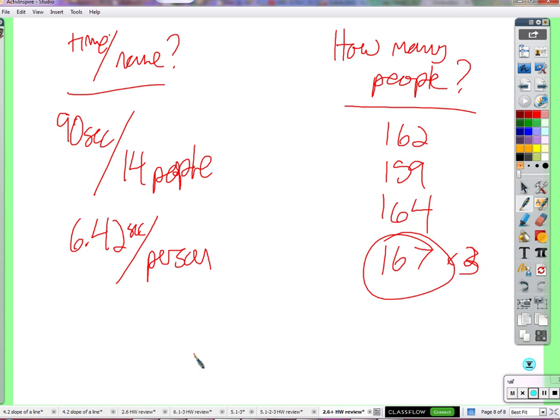6.42. Now, here's what I want you to do. I want you to write an equation where x is the number of people and y is the total time it takes to read all of those people's names. So greedy, so eager. Y equals 6.42x minus 20.